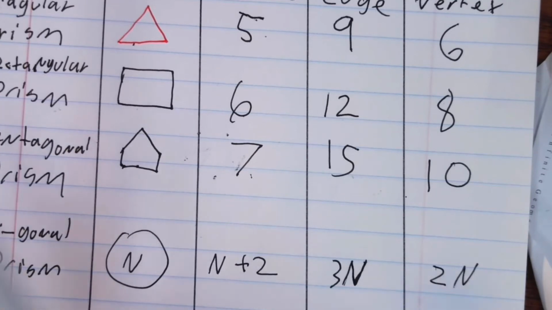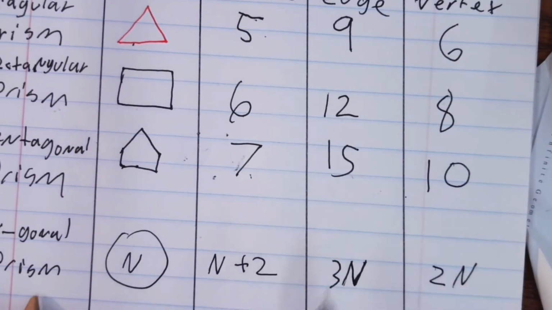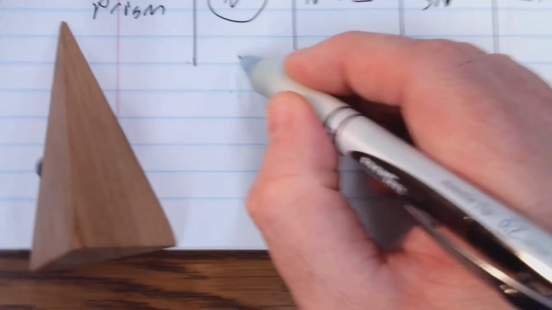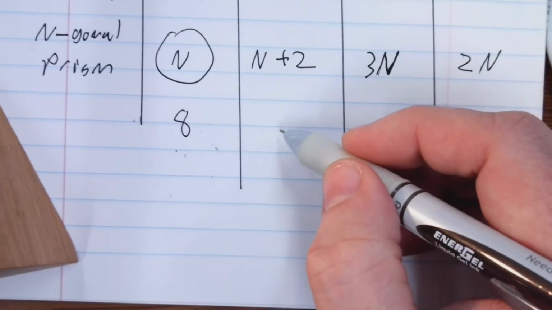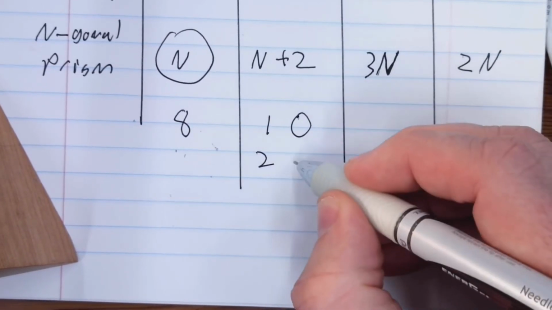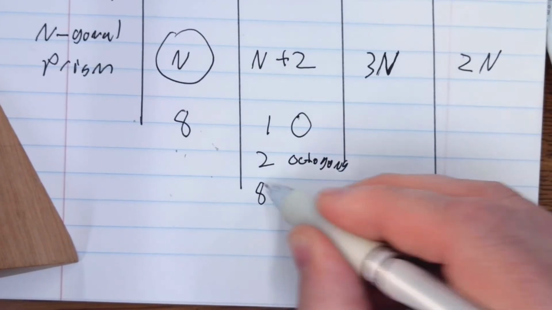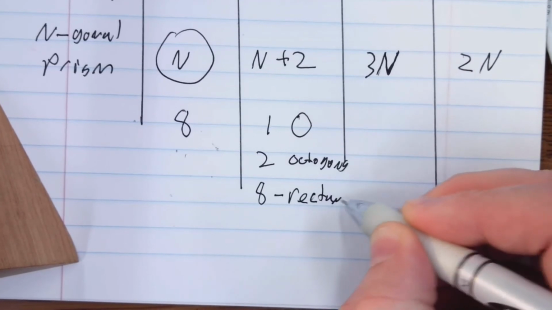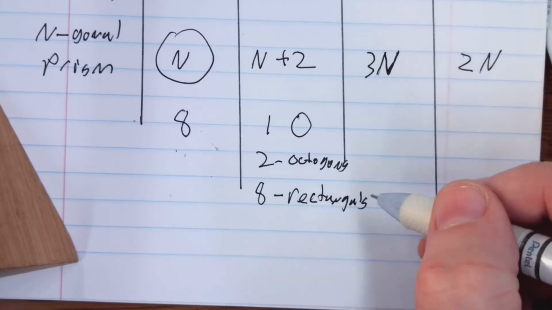Okay. And this is important because when you're breaking it down, for example, if we were doing an octagon, we know an octagon has 8 sides, right? But an octagonal prism is going to have 10 faces. 2 of the faces are going to be octagons. What are the other 8 faces going to be? Rectangles, right? So if we were going to build an octagonal prism, we would need 2 octagons and 8 rectangles.